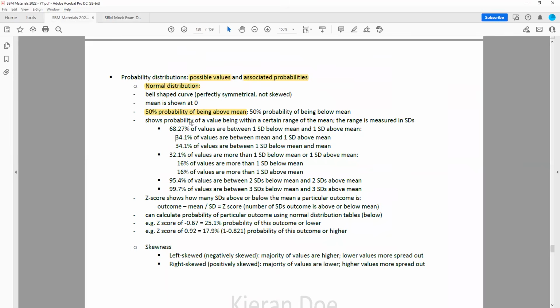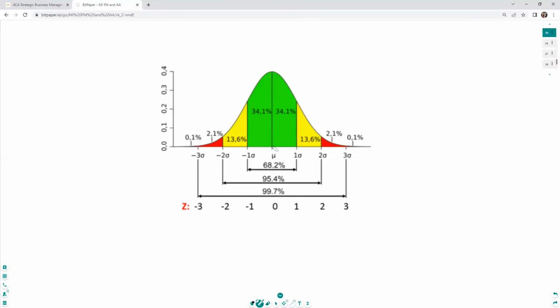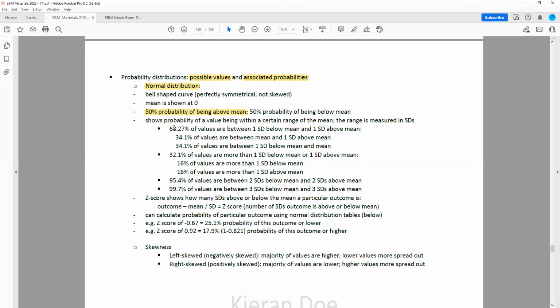So you can see here, if we know that 34% of values fall between the mean and one standard deviation above, and 34% fall between the mean and one standard deviation below the mean, so 34.1% on each side, then obviously one standard deviation below the mean up to one standard deviation above the mean is going to contain 68.2% of the values. And then you can make similar observations when you look at other data as well.